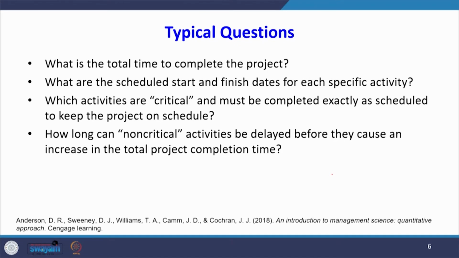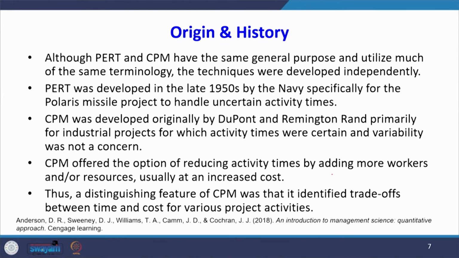How long can non-critical activities be delayed before they cause an increase in the total project completion time? For some non-critical activities, there is some allowable time by which they can be delayed, but there is a limit for that delay. Beyond a certain point, even a non-critical activity may affect your total project completion time. These questions will be answered with the help of this project network, called PERT and CPM.